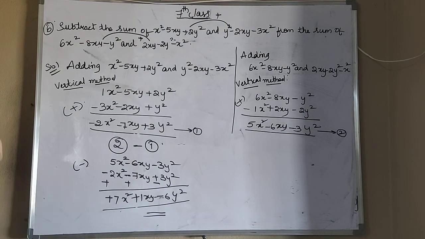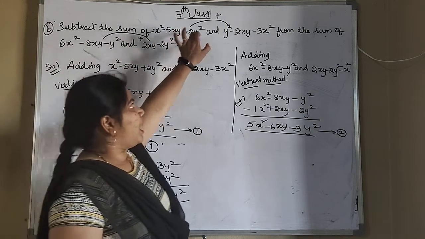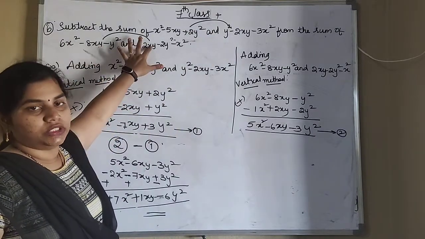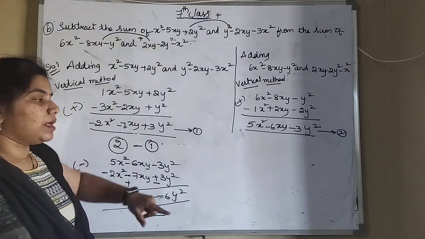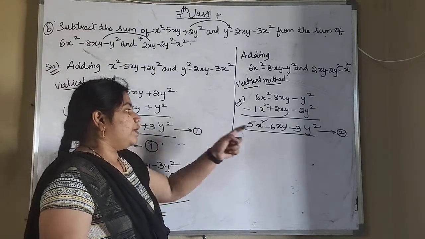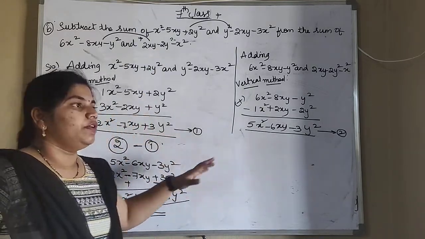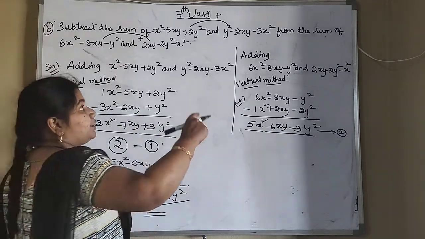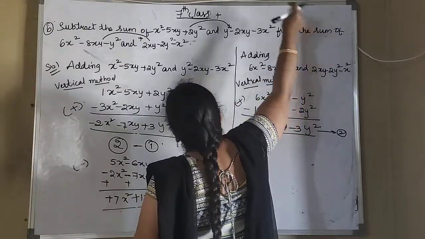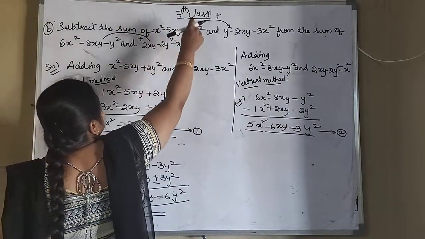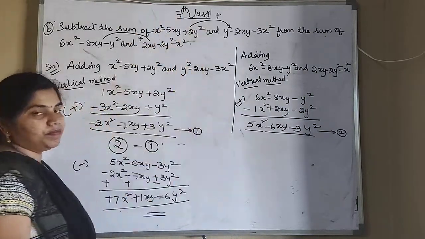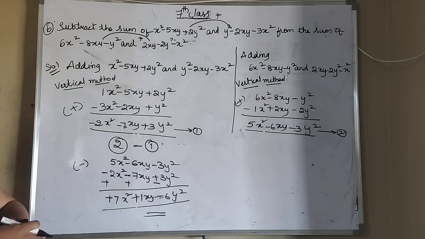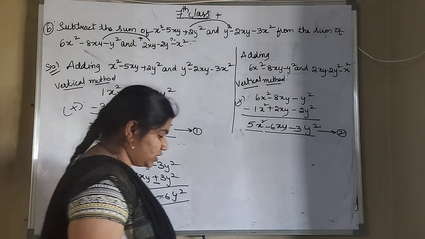Okay, I hope you have understood. First we have added these two expressions and also we have added these two expressions. Okay, and we have subtracted the results from second to first. From second to first we have subtracted because they told from the sum of this we have to subtract these terms. Okay, so that's why that is 2 minus 1. Okay, so this is sixth one. Next is seventh.